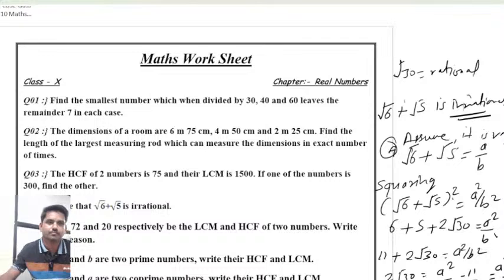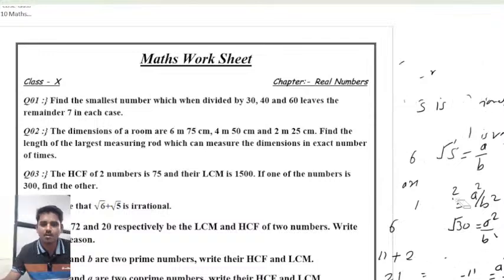Question number 5. Can 72 and 20 respectively be the LCM and HCF of two numbers? Write down the reason. We know that HCF is always a divisor of LCM. Here LCM is given as 72 and HCF is 20, but 20 does not divide 72, so this is not possible.